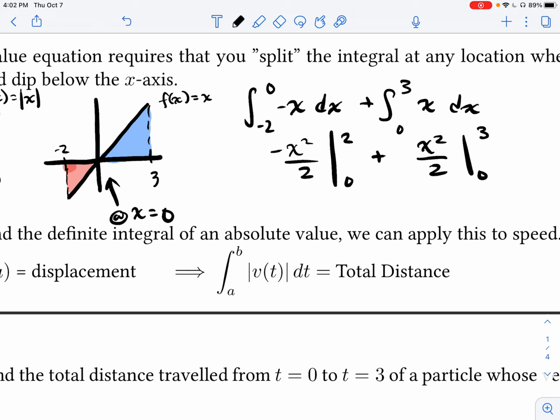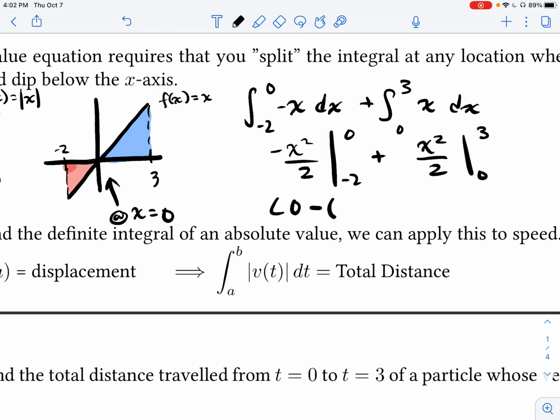If we add these up, this would just be -2, well, let's see. Oh, I switched these around, didn't I? I apologize. This should have been from -2 to 0. Sorry about that. So we're going to have 0 here minus this integral evaluated at -2.